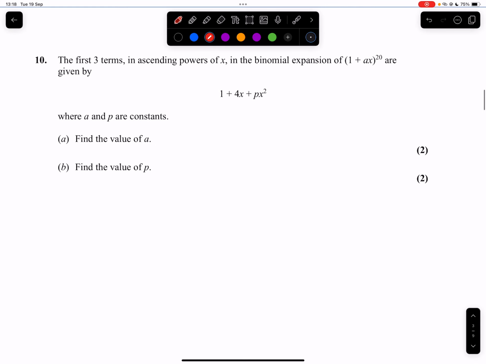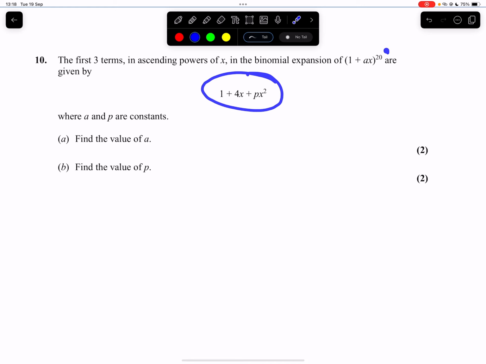Third question, binomial expansion. It says the first 3 terms of that are these 3. Find A and find P. Well, if it's telling us that the first 3 terms are these, then let's find the first 3 terms of this binomial expansion and see if we agree, or see if there's any comparisons we can do.